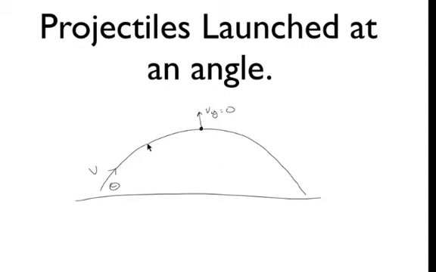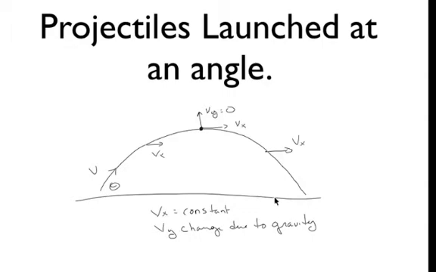The horizontal speed, the vx, at any point remains the same because we're not going to have any acceleration in the x direction. So vx is a constant. The velocity in the y, however, is going to change due to gravity.